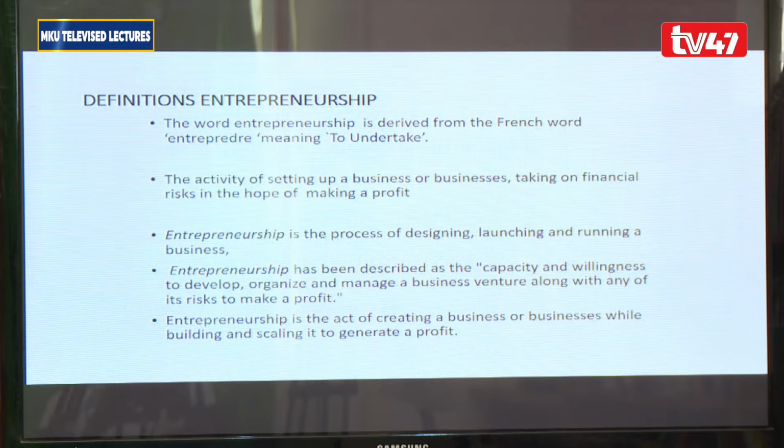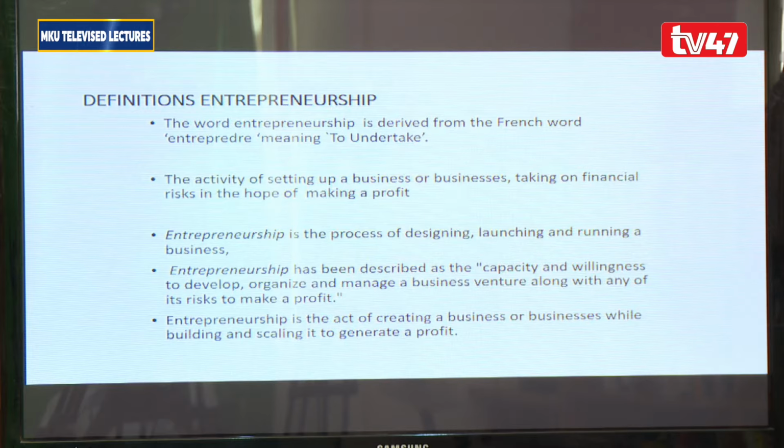So let's start by trying to understand what entrepreneurship is. One French economist called Richard Cantillon brought it out and said that it is derived from the word entreprendre, which means to undertake. What is it that we are undertaking? An entrepreneur undertakes a risk, and that's where he brought out the definition from. Entrepreneurship is all the activities set up in a business where entrepreneurs take financial risks with the hope of making a profit. So entrepreneurship is those activities.